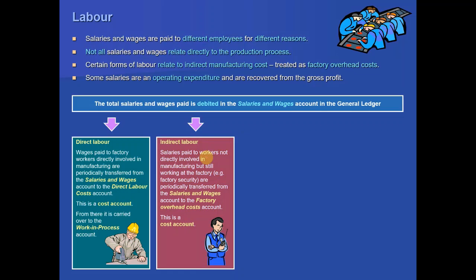Indirect labor, salaries paid to workers not directly involved in manufacturing, but still working at the factory, for example, factory security, are periodically transferred from the salaries and wages account to the factory overhead cost account, as we also saw in a previous slide. This is a cost account, the factory overheads.